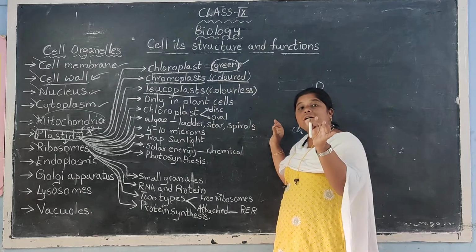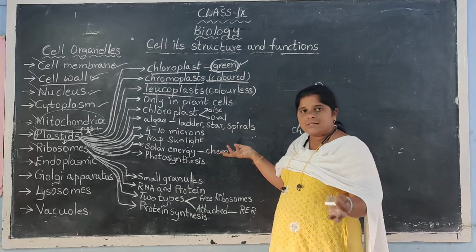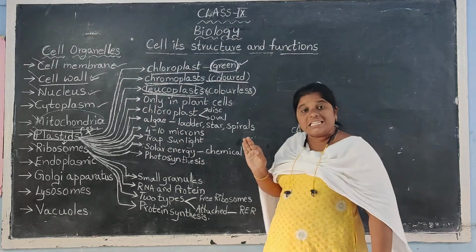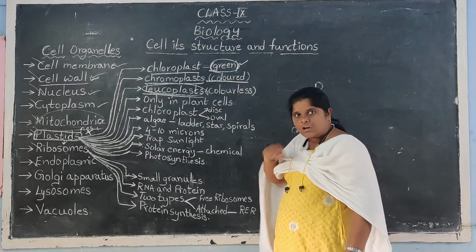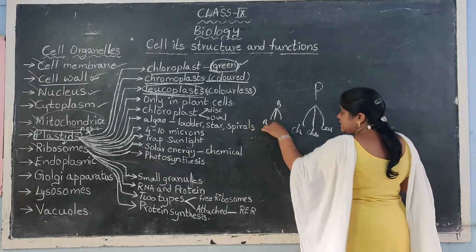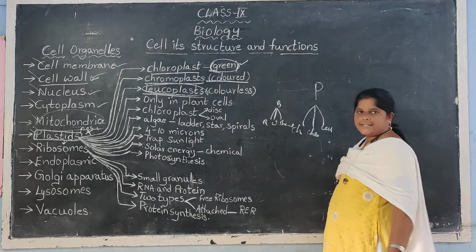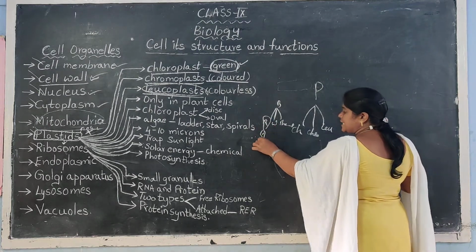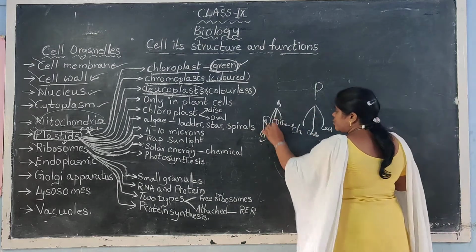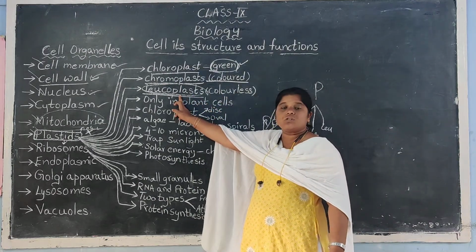Almost all the colorless parts, like roots and the inner parts of the stem, are colorless. All these parts are provided with the plastid called leucoplast. Leuco means colorless. If you remember, how many types of blood cells are there? Three types: RBC, WBC, and thrombocytes, which are blood platelets. Red blood cells are called erythrocytes as they are red in color. White blood cells, as they are colorless, are called leucocytes. Leuco means white, and that is why the colorless plastid is called leucoplast.